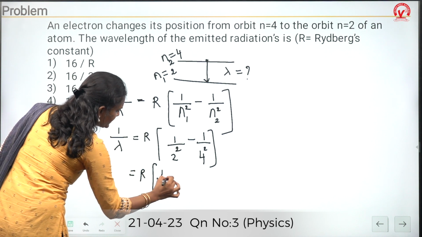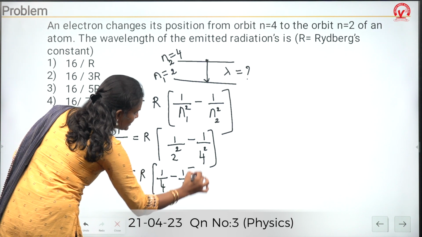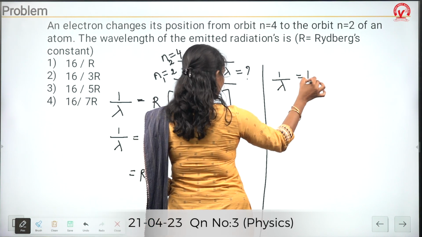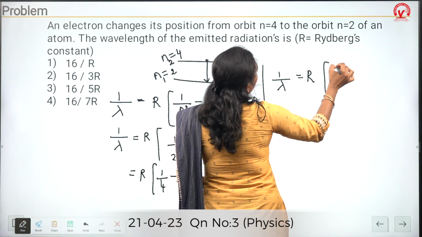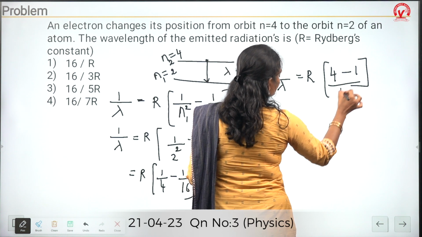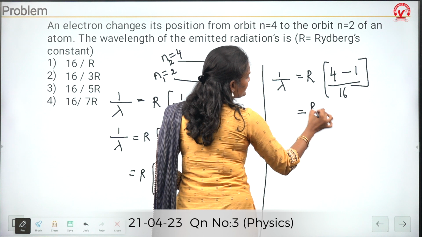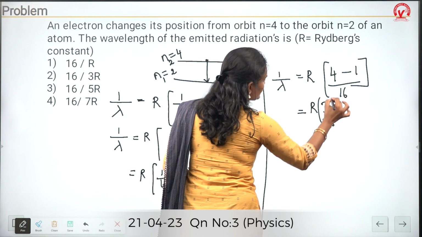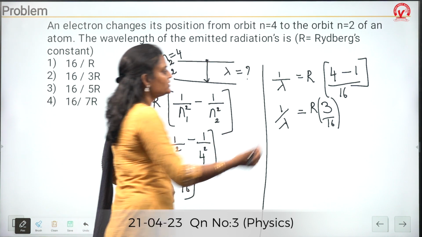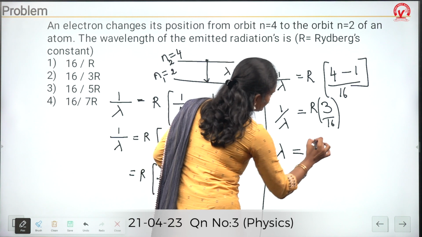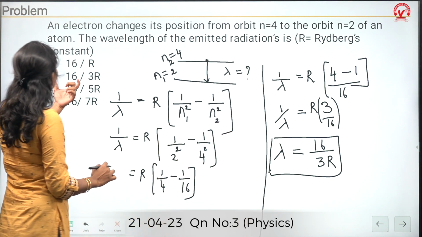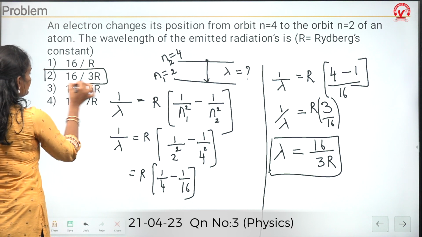R into 1 by 4 minus 1 by 16. Now take LCM. So when you take LCM, we will get 1 by lambda is equal to R into 4 minus 1 divided by 16, that is 3 by 16. This is 1 by lambda. They are asking the wavelength of the emitted radiation, the lambda value, so it is a reciprocal. So lambda is equal to 16 divided by 3R. So option 2 is the correct answer. Lambda is equal to 16 divided by 3R.